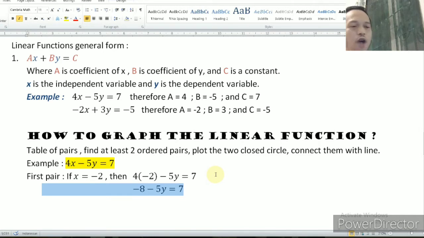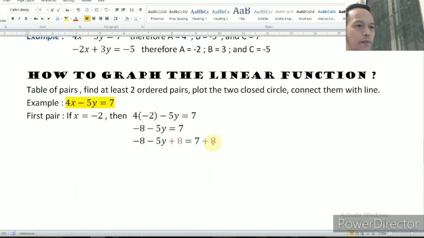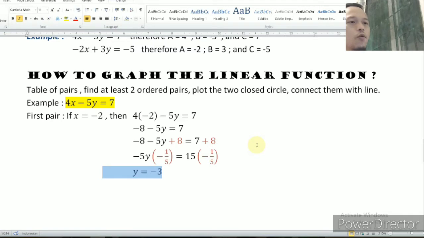I need to isolate y here to find the value of y. So the next step is I will add 8 to both members, remembering the addition property of equality. And then I will have negative 5y equals 15. So I need to isolate y, so I will multiply both members by negative 1/5. In the end, I will have y equals negative 3. So the first ordered pair that satisfies this equation is negative 2, negative 3.